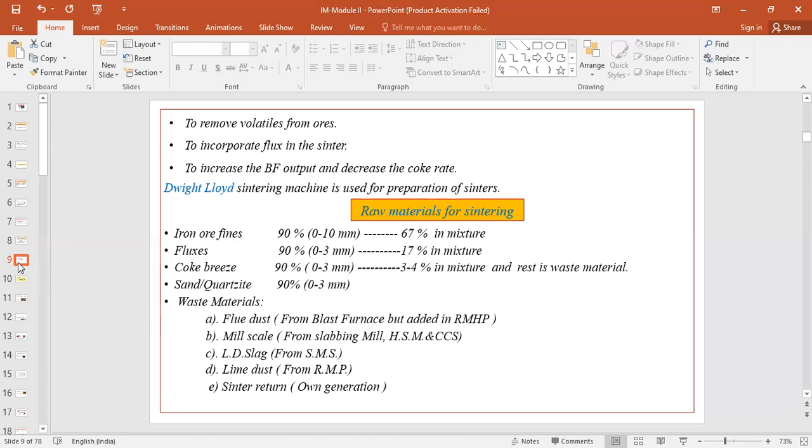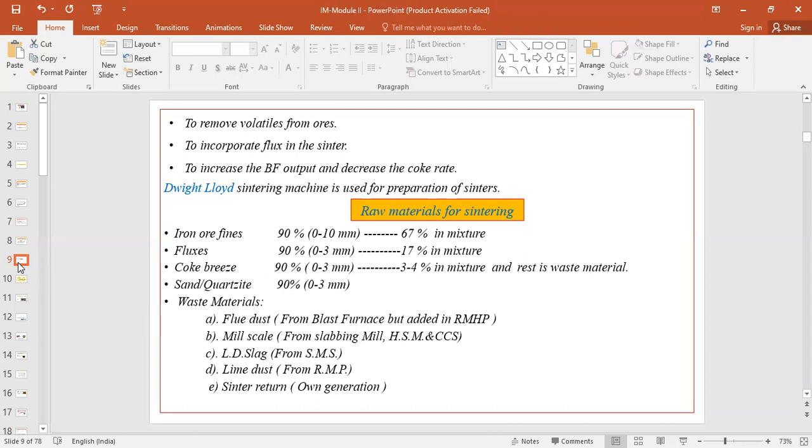The equipment we use for the preparation of sinters is the Dwight-Lloyd sintering machine, and the raw materials we use for sintering, their fractions and sizes. If you see, we use around 90% iron ore fines having a range of 0 to 10 mm, which will accommodate around 60% of the burden. And the fluxes again have a size range of 0 to 3 mm, around 90% of the size 0 to 3 mm will be used as a part of the burden, and that will constitute around 17% of the burden.